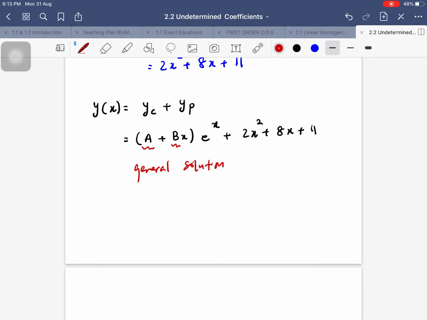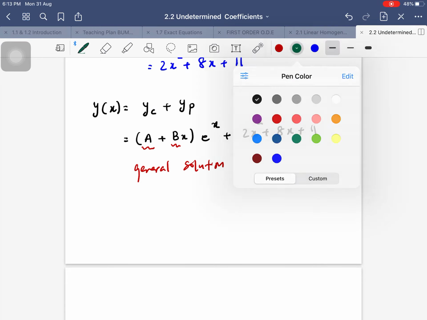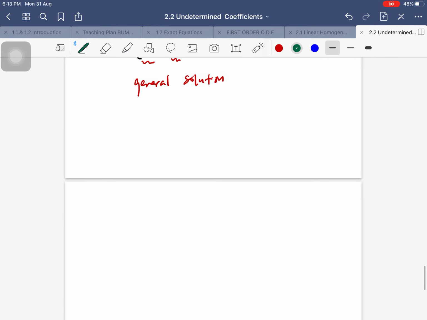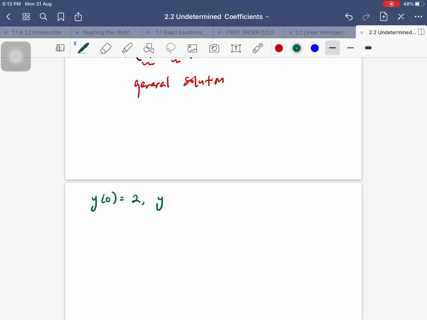But I'm going to start, but of course you can pause. Okay, now let me see what our initial conditions are. So we have two initial conditions: y(0) is going to equal 2, and y'(0) is going to equal 0.